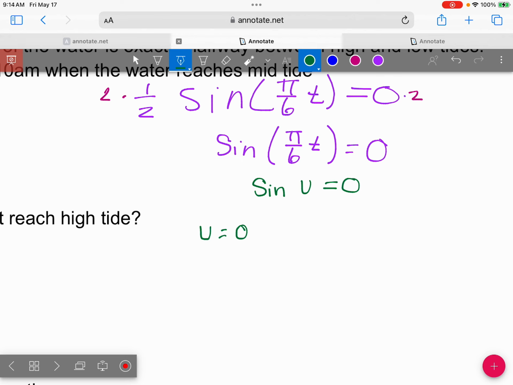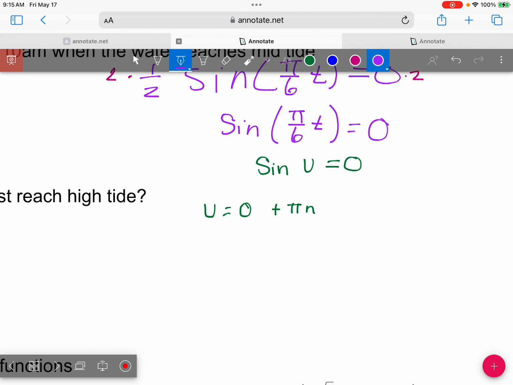So this is back to thinking when we were solving for all possible values. So 0 plus pi n. Because it happens at 0, it happens at pi, it happens at 2 pi, it happens at 3 pi, it happens at 4 pi, it happens at 5 pi, it happens at 6 pi, and so on. But again, we didn't want to know when u equals 0. We want to know when pi over 6t equals 0 plus pi n.